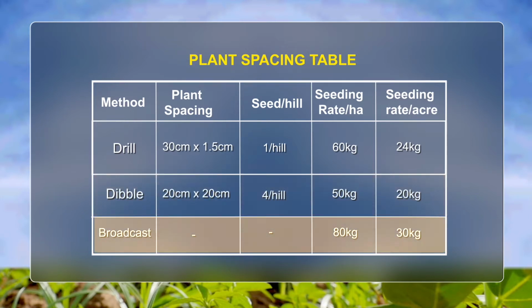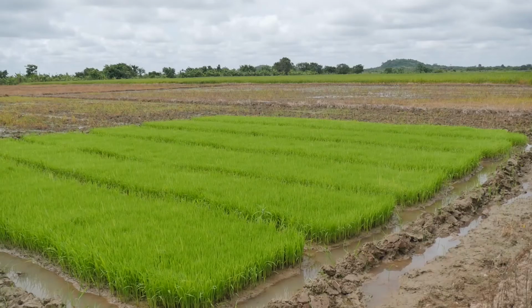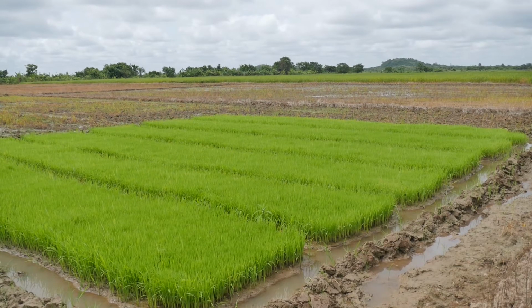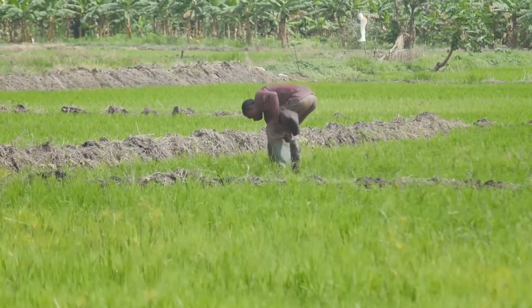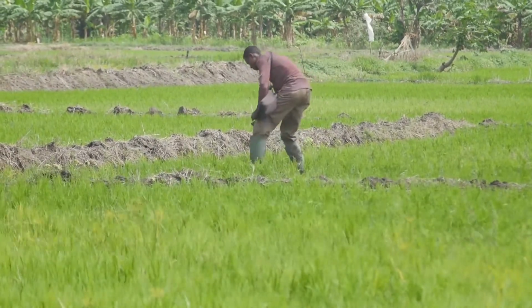In the case of broadcasting, the seeding rate per hectare should be 80 kilograms and the seeding rate per acre should be 30 kilograms. However, for a variety with tillers, 20 by 15 centimeters or 20 by 10 centimeters spacing may be adopted. Note that it's always important to rogue your rice fields.